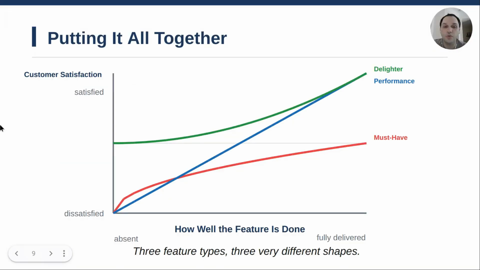Now let's put all 3 on one chart. Across the bottom is how well a feature is developed, from absent to fully done. Up the side is customer satisfaction, from unhappy to delighted. Watch the 3 shapes. Must-haves in red sit low. At best, they get you to neutral. Performance in blue runs in a straight diagonal. Do more, get more. And delighters in green curve up high. A little goes a long way. 3 feature types, 3 completely different shapes.